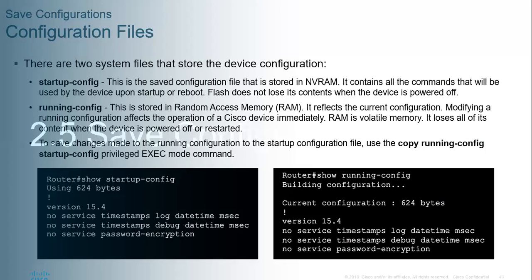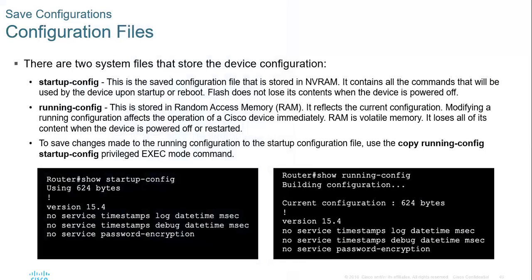Save configuration. How to save the configuration? There are two system files that store the device configuration: startup configuration and running configuration. First is startup configuration. This is the saved configuration file that is stored in NVRAM. It contains all the commands that will be used by the device upon startup or reboot. Plus, it does not lose its content when the device is powered off.